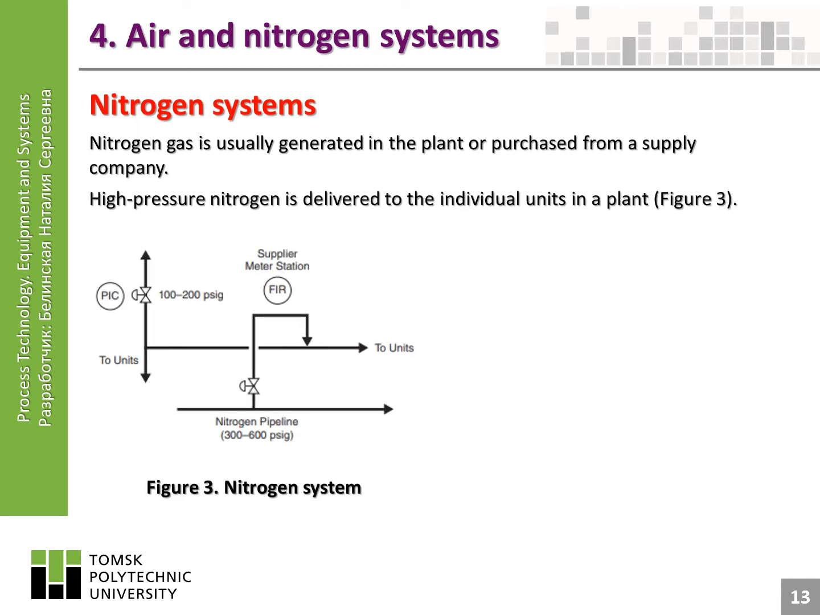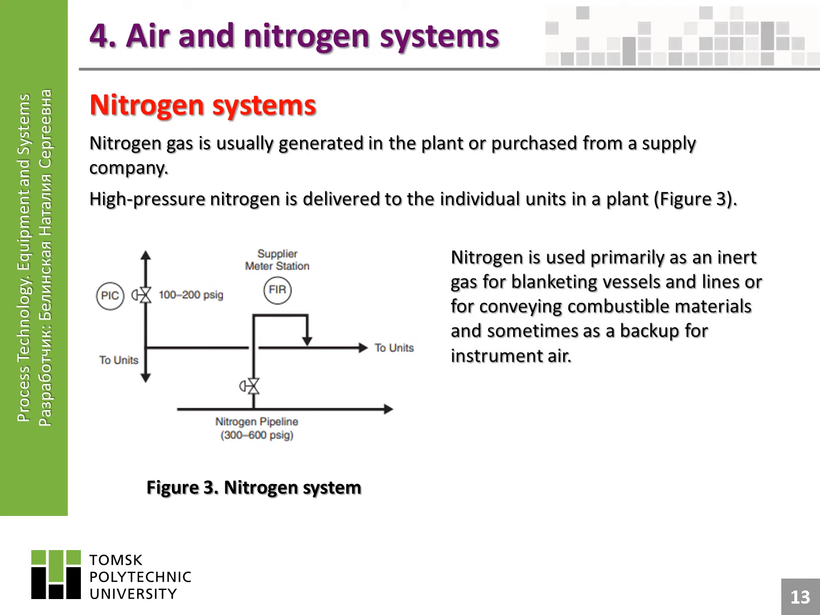High-pressure nitrogen is delivered to the individual units in a plant. Figure 3. Nitrogen is used primarily as an inert gas for blanketing vessels and lines or for conveying combustible materials and sometimes as a backup for instrument air.